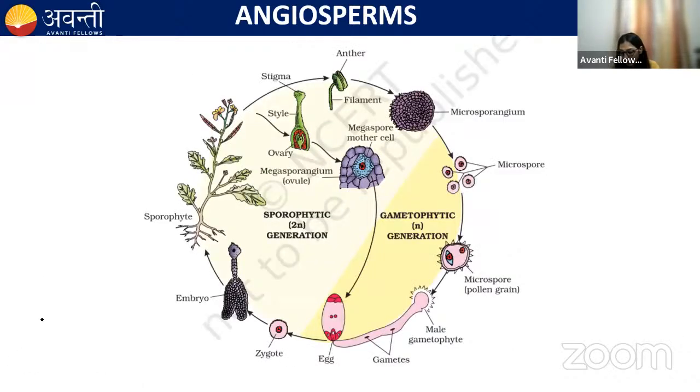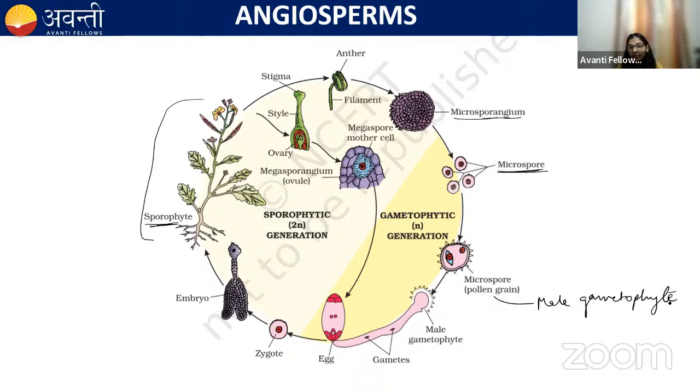Now let's discuss the life cycle in angiosperm. This is a plant body which is sporophyte. In gymnosperm as well as in angiosperm, the main plant body is sporophyte. In the anther, microsporangia are present. These microsporangia have the microspore mother cells. Meiosis occurs in microspore mother cells and haploid microspores are produced. These microspores on maturation produce the pollen grain, which is known as the male gametophyte. Why do we call it male gametophyte? Because gameto means gamete. Pollen grain is the plant structure which carries the male gamete. So we call it male gametophyte. Okay.